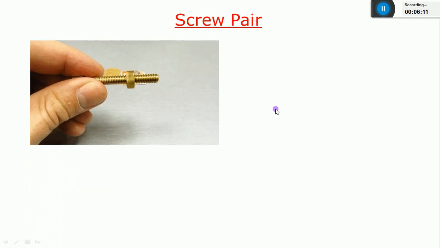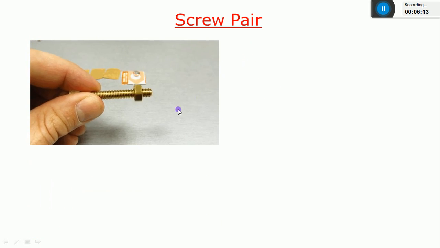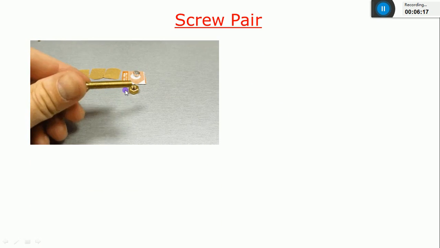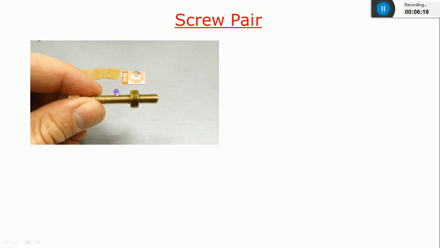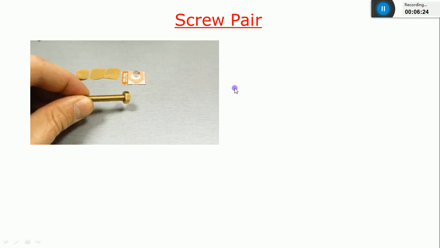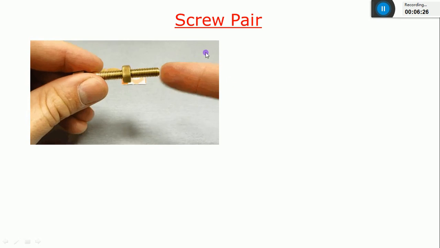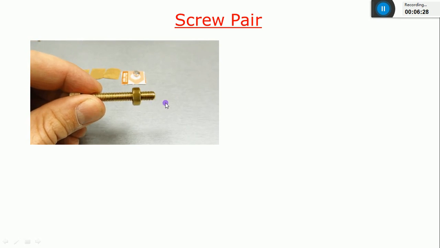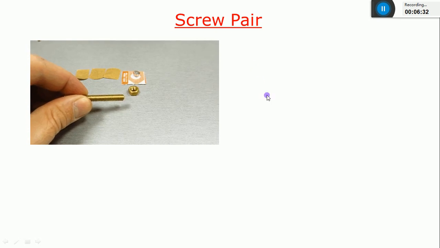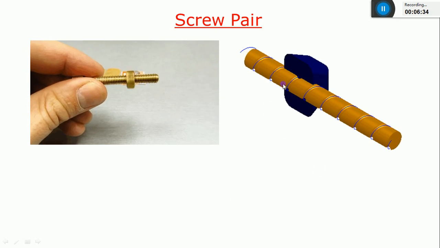Then we have discussed this screw pair. It means that when there is a relative motion between two links in such a way that there is a combination of linear as well as rotary motion with the help of screw threads, such motion is called a combination of linear and rotary with the help of threads, so I can say the type of pair is a screw pair.